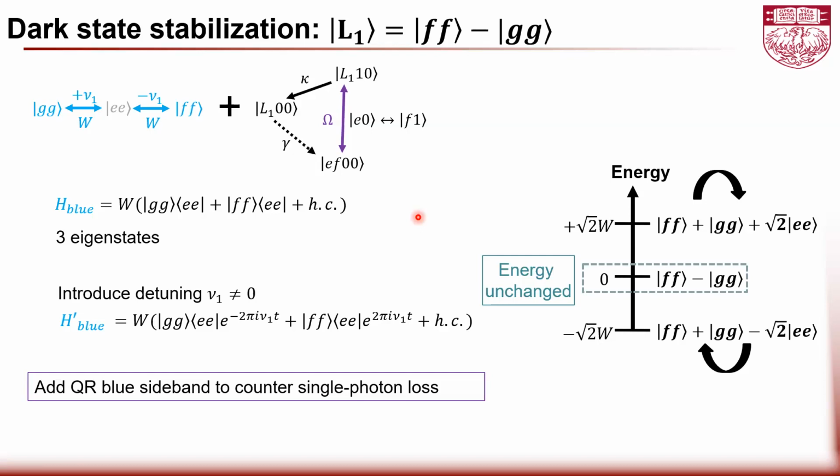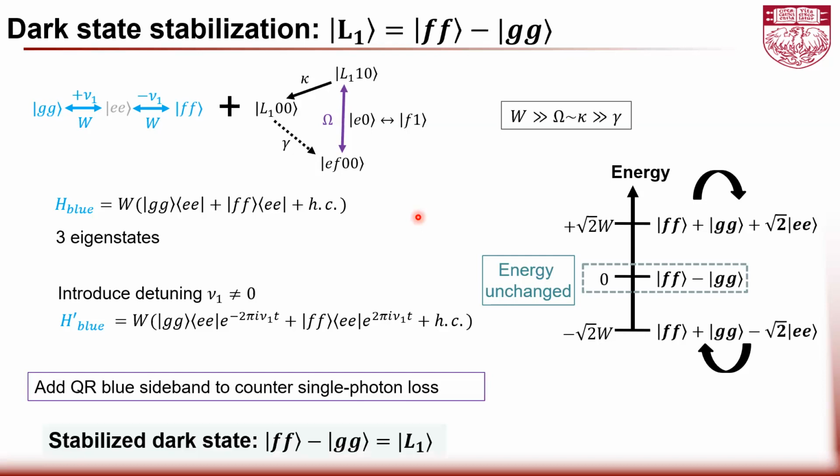The EF0 will oscillate with L1 under the QR blue sideband E0 to F1. The resonator will decay its photon very fast and stabilize to L1 in the end. And under the same rate relation, with the QQ sideband rate being the fastest, the QR sideband rate being the middle, and transmon decay being the slowest, I can stabilize to my L1.